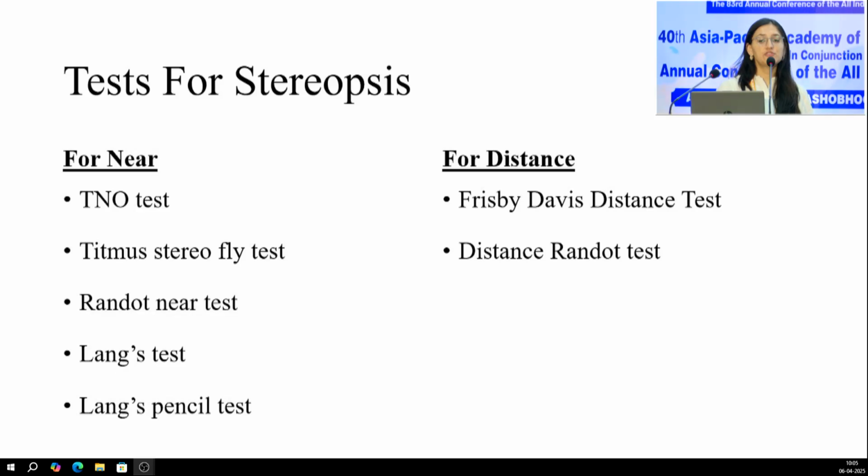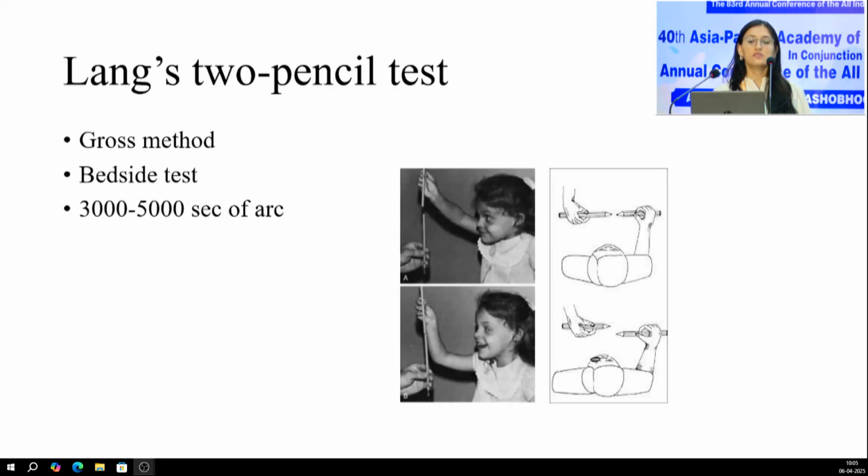The tests for stereopsis are, for near: TNO test, Titmus stereo fly test, Randot test, Lang's test, Lang's pencil test, and for distance: Frisby-Davis distance test, distance Randot test. So Lang's two-pencil test is a very common bedside test. It is a gross method. What you do is you tell the patient to point his pen to your pen. It can be done in a vertical or a horizontal fashion.